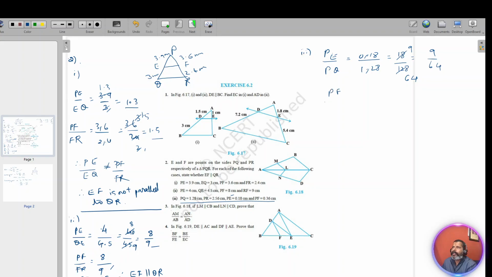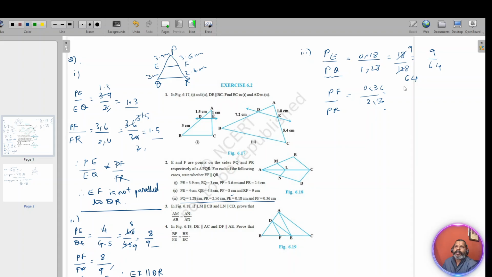We have PF by PR, not EFR, because in the first ratio we consider the full length, that is PQ. Now we have to consider here PR. It is by converse of BPT. What is the PF value? We have 0.36 by PR, how much? 2.56. Similarly, the dot will get cancelled and we get 36 by 256. Just cancel them and check whether we get the same ratio or not.